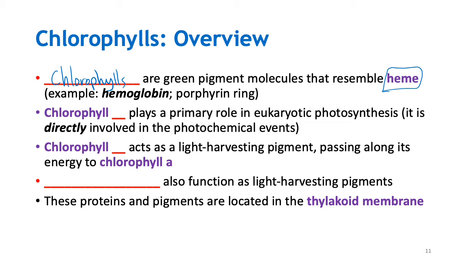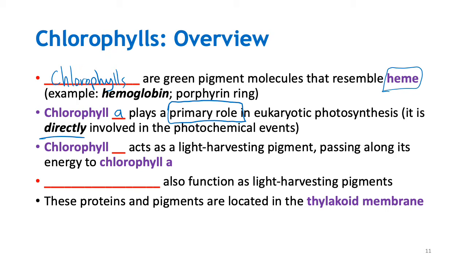Now, there are 2 chlorophylls we're going to talk about in particular. Chlorophyll A plays the primary role, okay? It's not a peripheral role. It plays a very direct role in photosynthesis. This is the one that actually loses the electron that gets transported through the electron transport chain in photosynthesis. So chlorophyll A is the primary key player in eukaryotic photosynthesis, as it's directly involved in the photochemical event, okay?